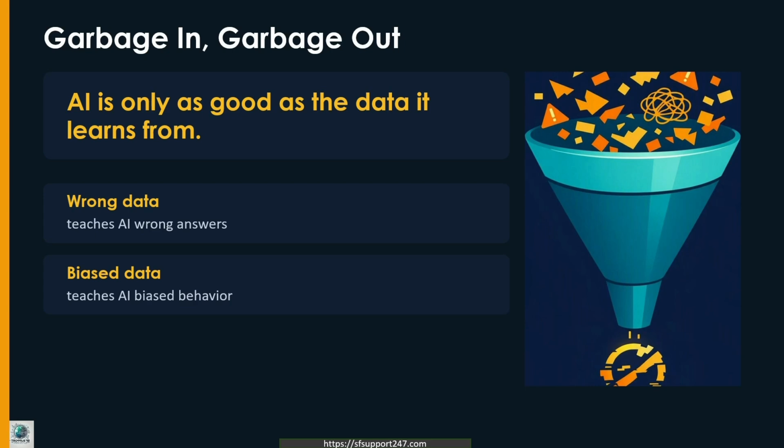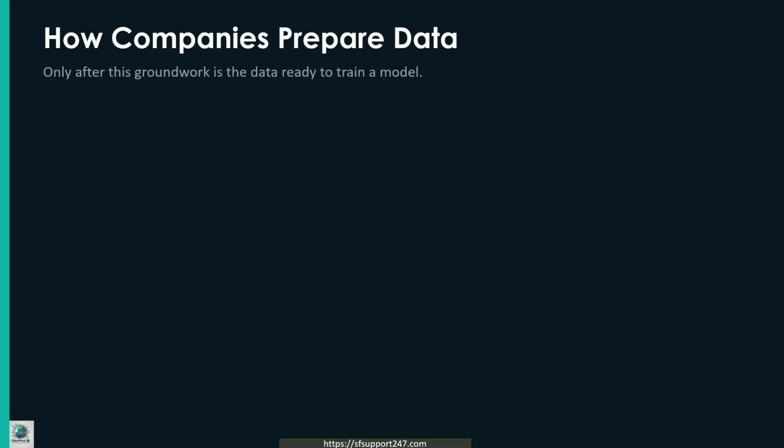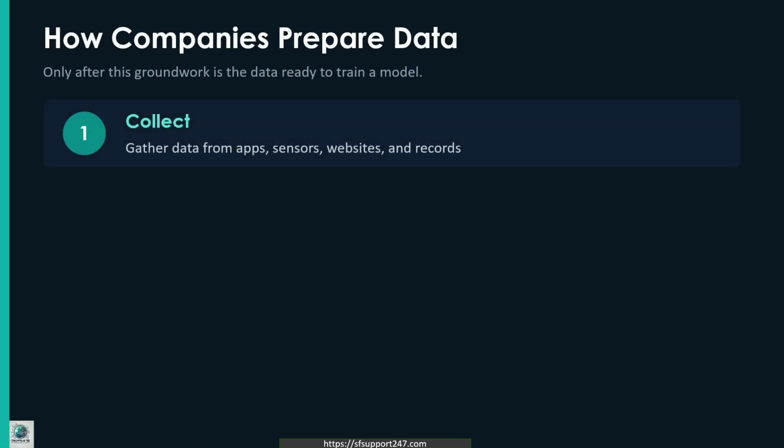If we feed the data to the AI model like humans, it also learns only from the data that it sees. Dirty data: companies often spend more time cleaning up the data than building the data model itself. If you look at your personal life also, there will be personal data, good data and not good data. Same for companies also. How do companies prepare data? Only after this groundwork is the data ready to train.